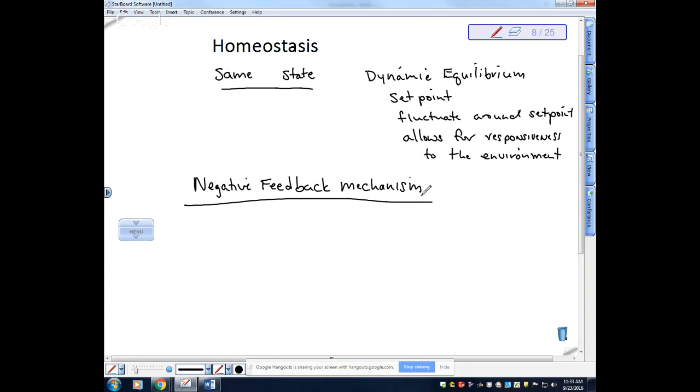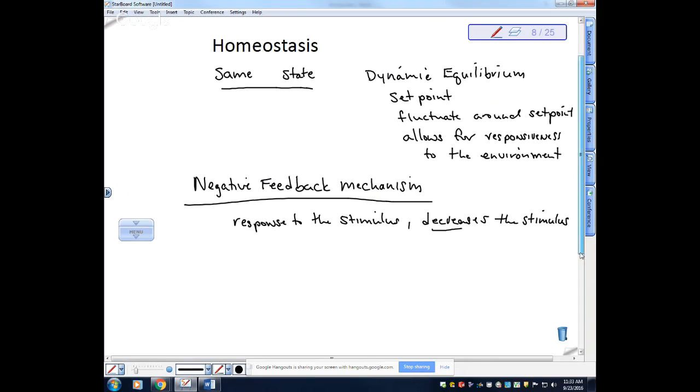And this negative is not a bad thing, right? It's not in terms of it being a bad thing. It just means that the response is going to decrease the stimulus. So the response to the stimulus that the body has decreases rather than increases the stimulus. And so that helps to maintain order.